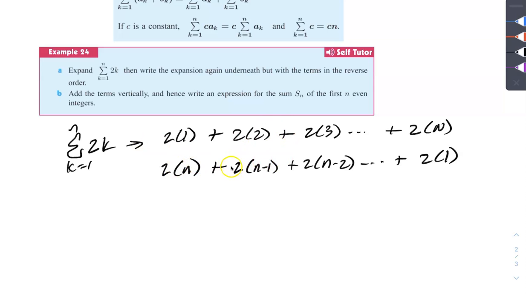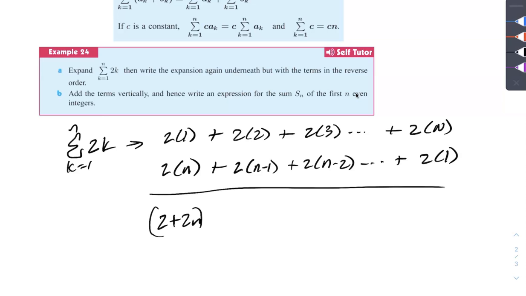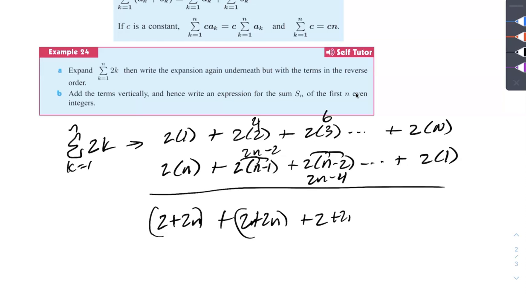So like that. Add the terms vertically and hence write an expression for the sum Sn of the first n even terms. So this would be 2 plus 2n. I've got to distribute: 2n minus 2, this is 4, so I get 2 plus 2n. If I distribute this, I get 2n minus 4, and I get 6, so add them up, you get 2 plus 2n, and you get 2 plus 2n.